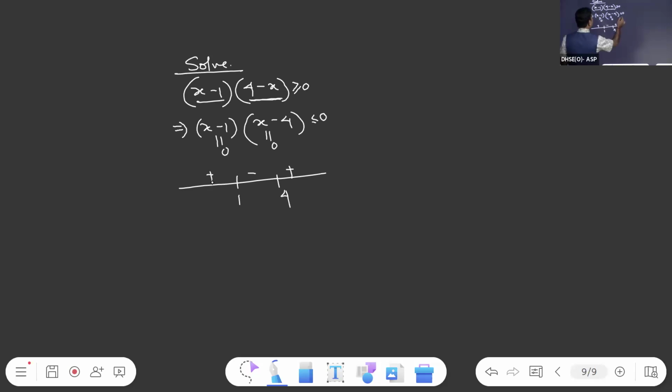Which region is required? Negative or 0? It will be 0 at the critical points. So critical points will be included. Filled circles will be taken over 1 and 4. Then 1 to 4. Answer is 1 to 4 closed interval. Okay. 1 to 4. Yes, Simran, you are correct.